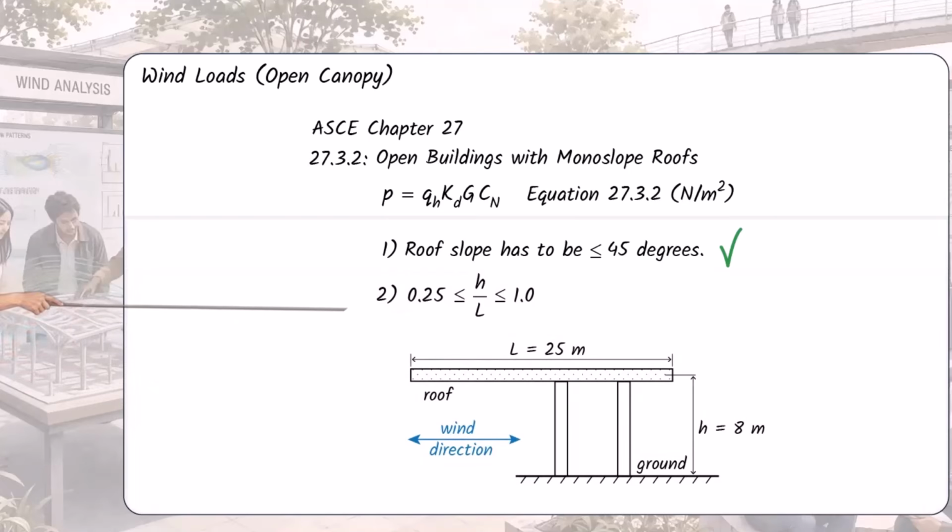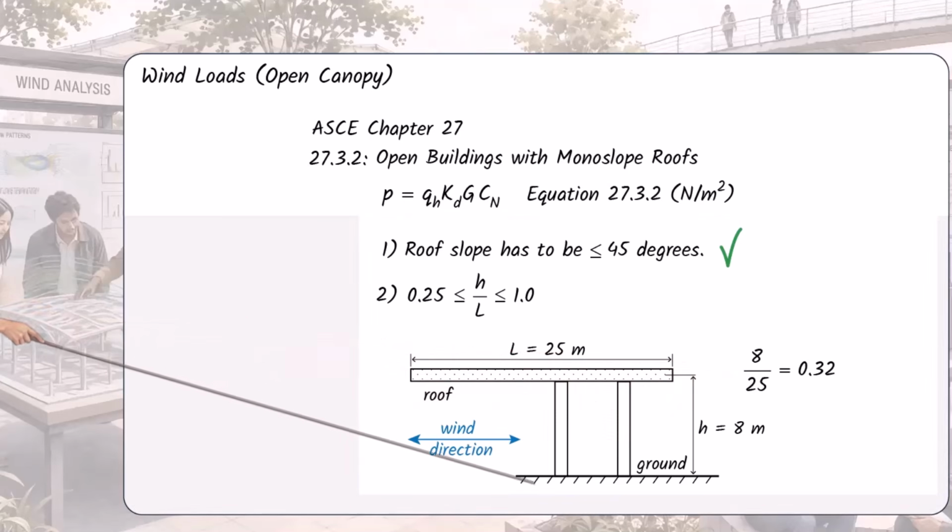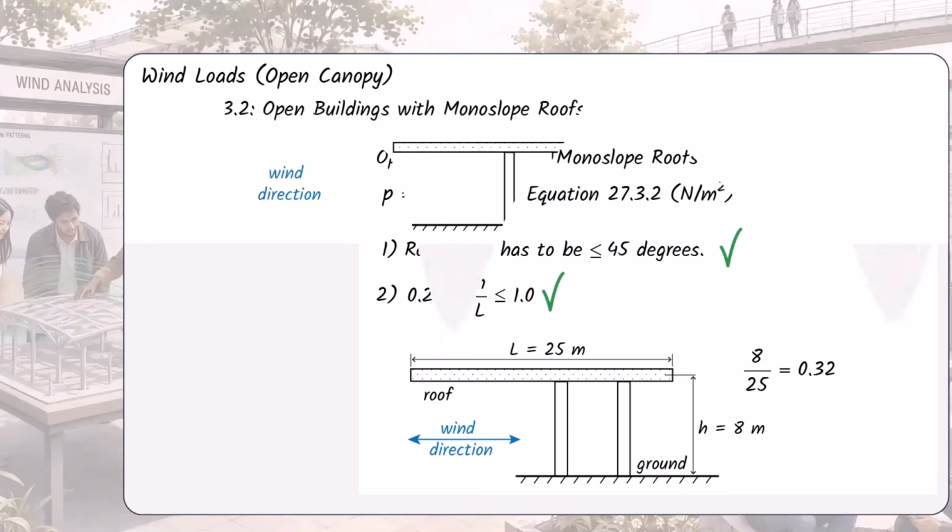Second, the ratio of the roof height above ground to the length of the roof in the direction of the wind must fall between 0.25 and 1. In our case, the roof height is 8 meters, and the roof length in the direction of the wind is 25 meters. 8 divided by 25 gives us a ratio of 0.32, which falls within the required range. So, the following provisions govern how we determine the wind loads on our canopy.